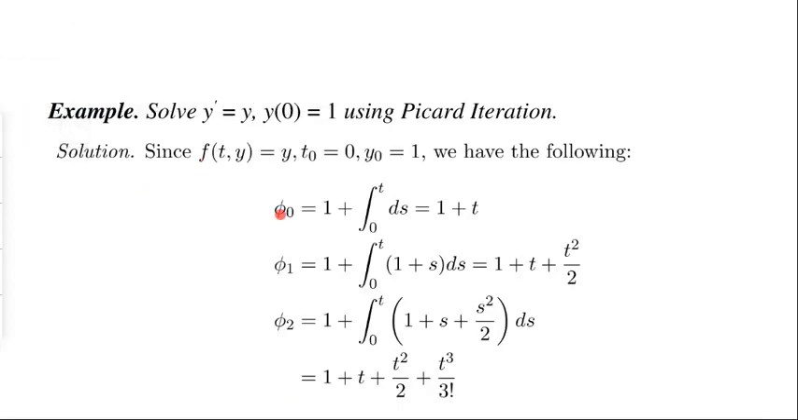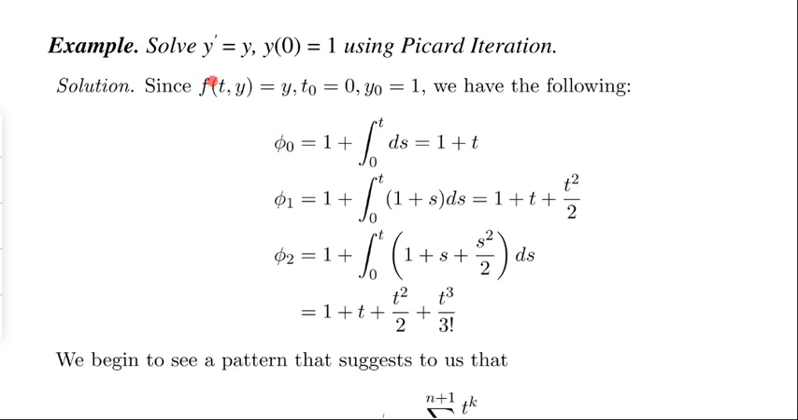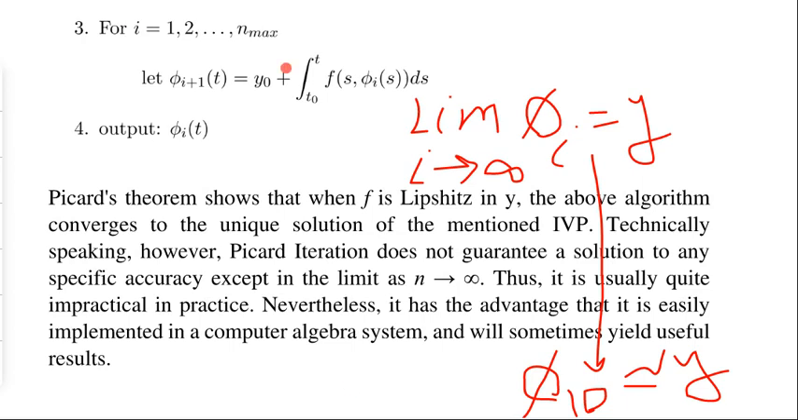As an example, consider this problem. y prime equals y, subject to this initial condition. Here, the right hand side function f of t and y is y, t0 is 0, and y dot equals 1. Now we can use the Picard iteration defined in this algorithm.